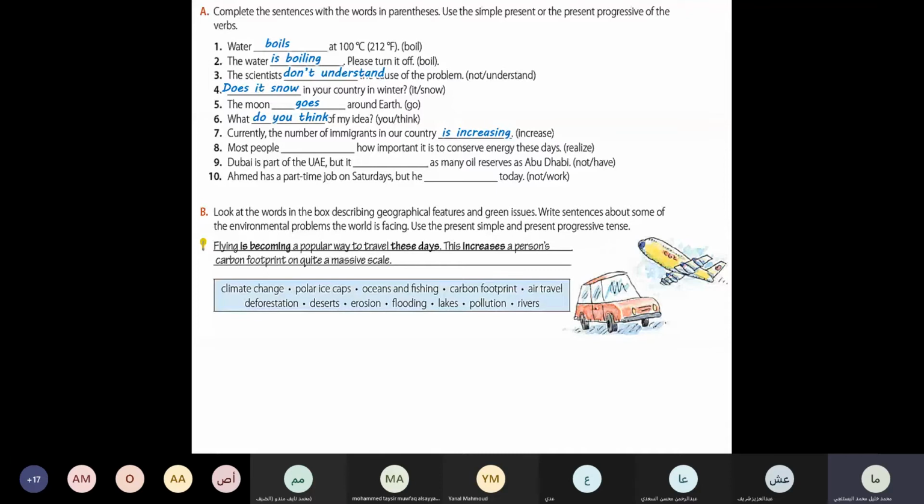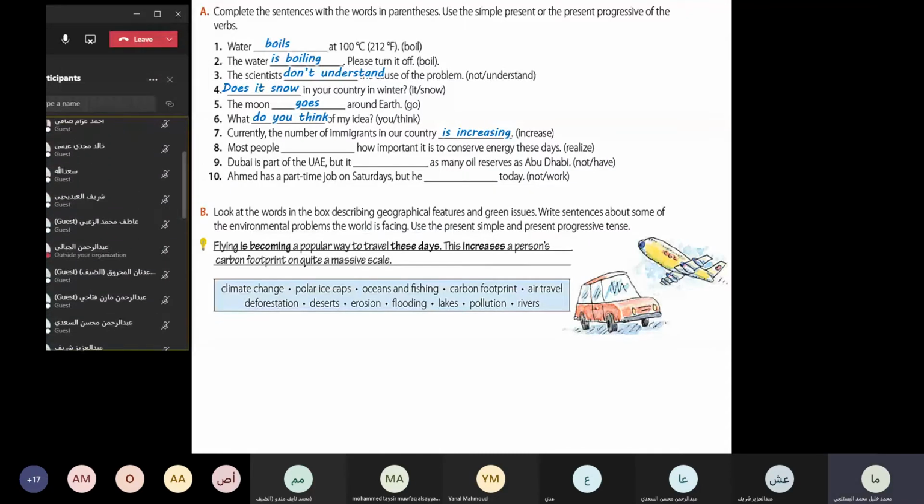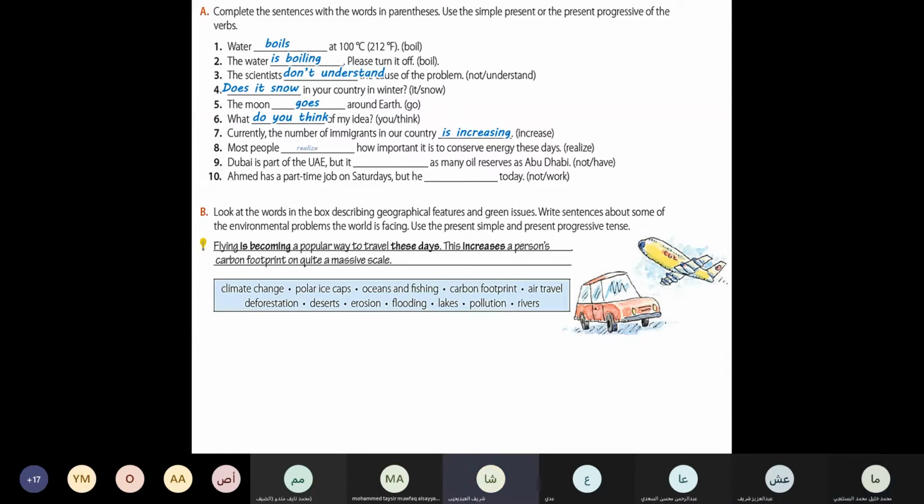Good. What about number 8? Who can try? Be careful with the verb realize. Sharif? Can I try? Yes, Sharif. Most people realize how important it is to conserve energy these days. Good. Realize is a stative verb, it doesn't take the ing form. So we have to use the simple present.